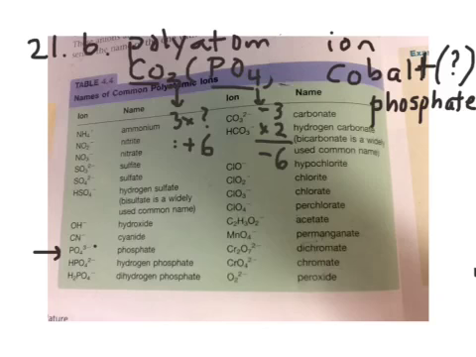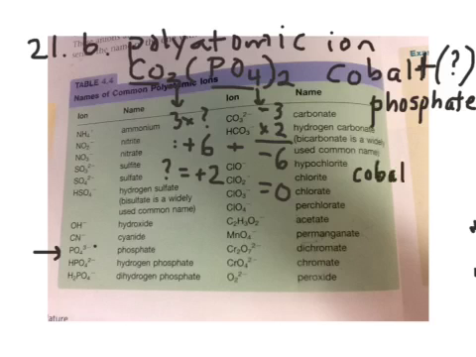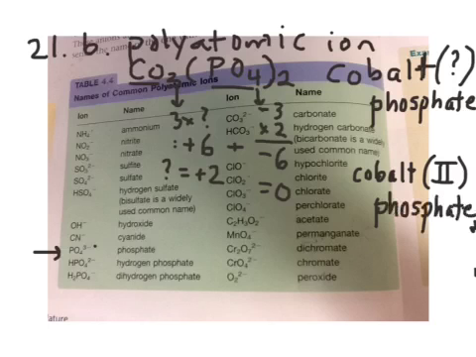If there was a charge on it, you'd say, oh, it has a positive 1 charge. But since the whole molecule is neutral, then these charges have to add up to 0. So 3 times what gives you positive 6? That's right. Has to be positive 2. So that's what tells you that cobalt, therefore, must be positive 2. So the answer is cobalt 2 phosphate. Okay.